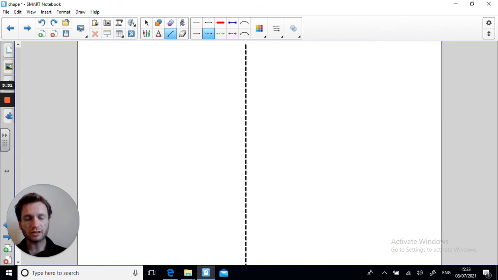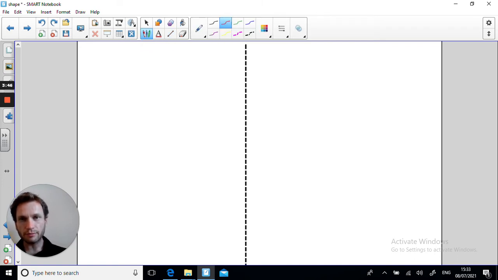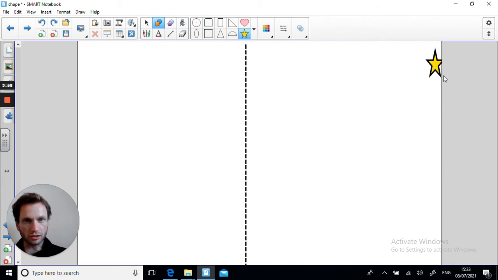Now, your task for today is to create a symmetrical picture. So what I would like you to do is get a piece of paper and fold it down the middle. So if you look at the screen, let's imagine this is my piece of paper. Now, what you're going to do is create a lovely picture or a lovely pattern. Now, I'm going to start off, I think I might put a star on my picture. So if you look, I can see I've got a star there.